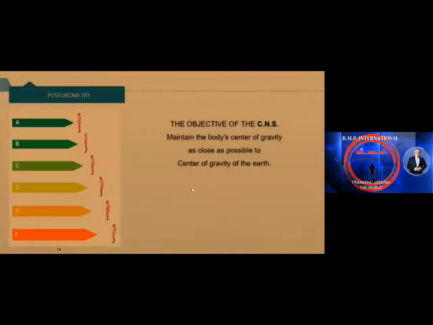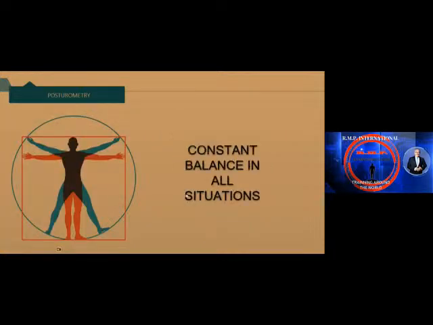The objective of the central nervous system is to maintain the body's center of gravity as close as possible to the center of gravity of the earth. Conserving energy, saving energy. Our central nervous system tries in every moment to save energy. Constant balance of our body in all situations.